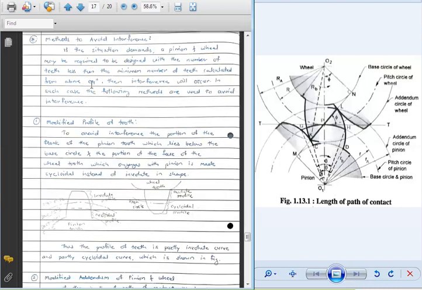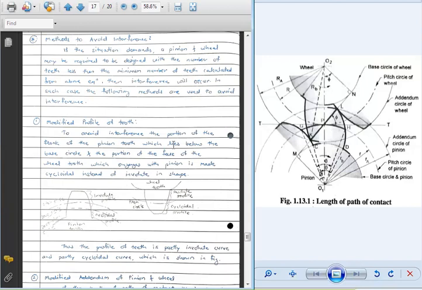Now, the first method to avoid the interference: if the situation demands that a pinion and wheel be designed with a number of teeth less than the minimum number of teeth calculated from the above equation, then interference will be there, isn't it? In such a case, the following methods are used to avoid the interference.